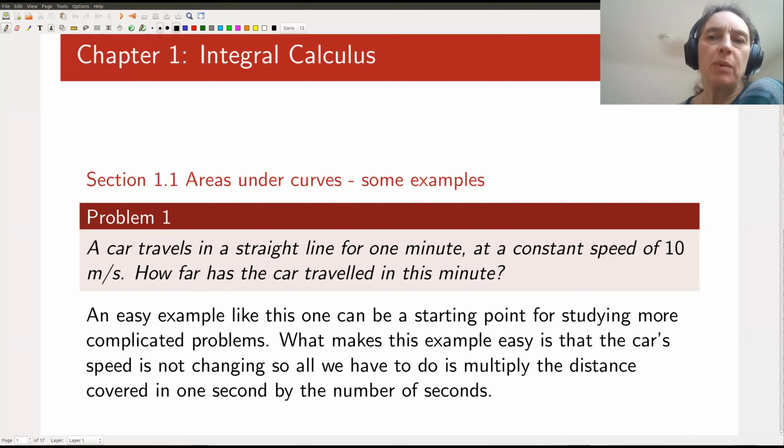And so in this first lecture, we're going to just have a look at a fairly simple problem, but one that illustrates one of the key concepts of integral calculus. Okay, so section 1.1 is called areas under curves, and we're just going to look at a few examples.